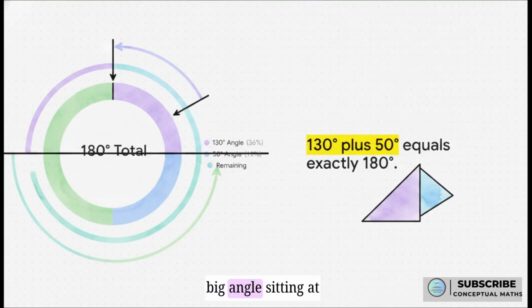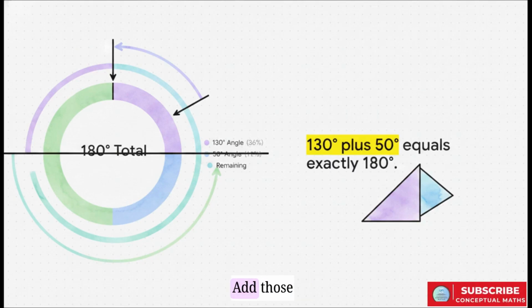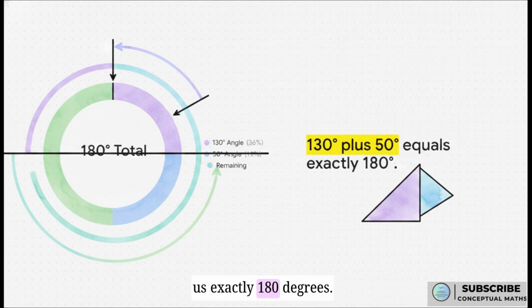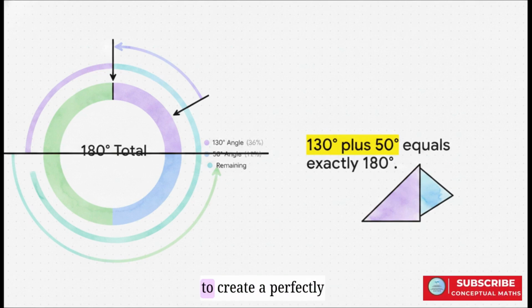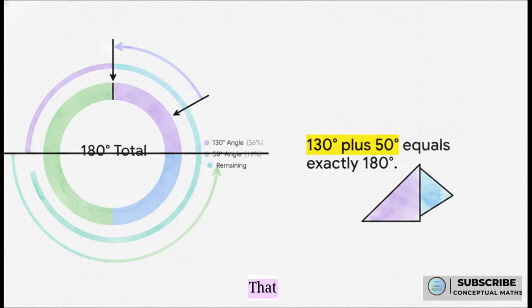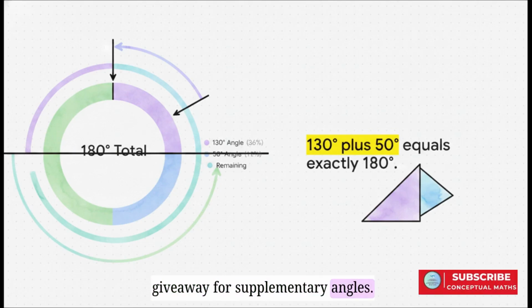Say we have a really big angle sitting at 130 degrees and a smaller one right beside it at 50 degrees. Add those up in your head. 130 plus 50 gives us exactly 180 degrees. And when you combine them, their bases lock together to create a perfectly straight, horizontal line cutting right across. That straight line, that is the absolute dead giveaway for supplementary angles.